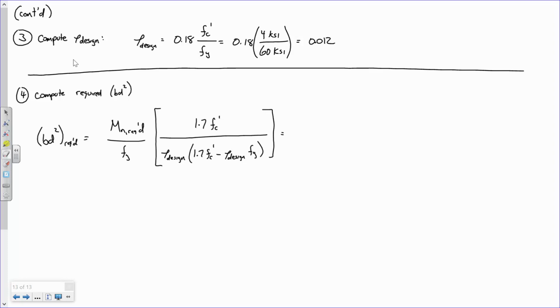Remember, all this equation comes from, actually I'm going to write this down here. All this comes from is basically taking our nominal moment capacity expression, subbing in our expression for rho, and then doing a bunch of algebra and factoring out all of the terms related to b and d. So again, this is basically just an expression that we can use for design purposes. So let's plug and chug. So help me out with a couple things. What is Mn required?